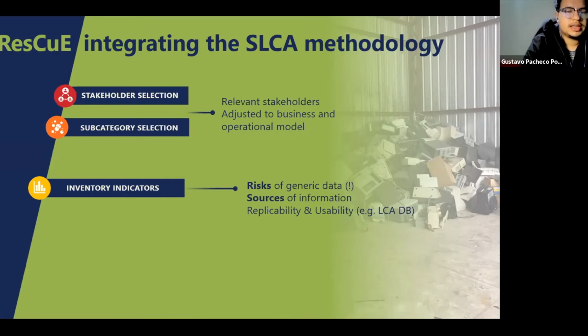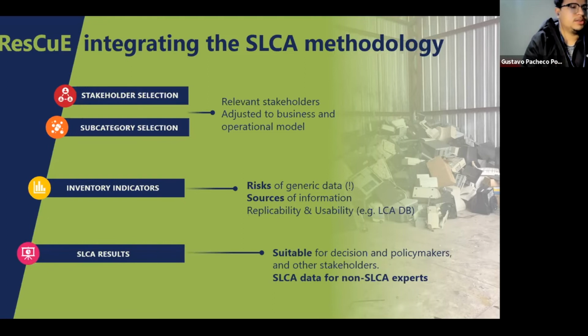But at core, we expect that the inventory indicators generated in this project make it beyond reports and articles. So we expect them to be replicable and usable, for example, for comparative assessments. The ultimate goal would be to make these indicators available through existing LCA databases. For example, here in Ecuador, we have the newly created Ecuadorian Life Cycle Assessment database that could be so beneficial to have the social information there.